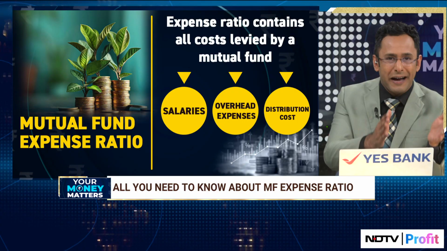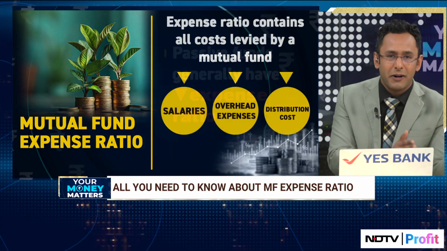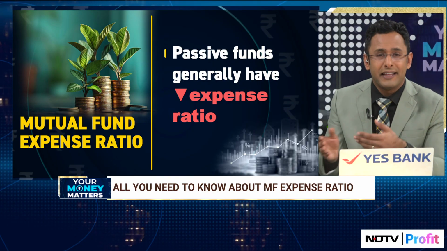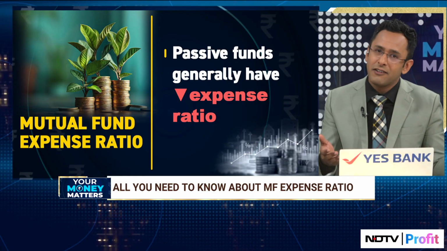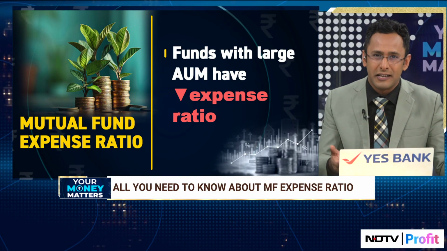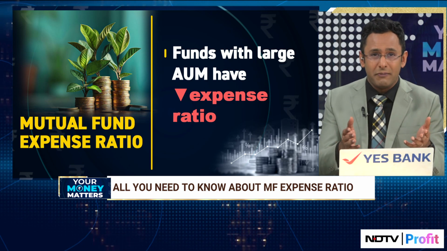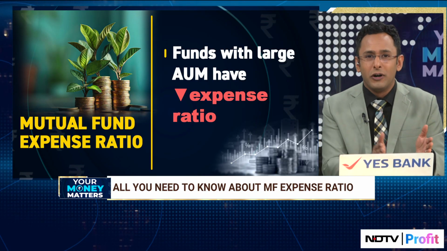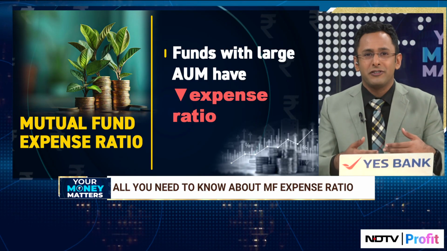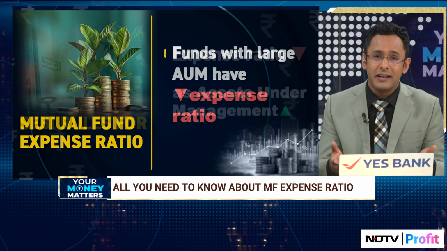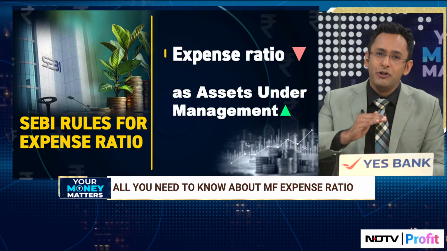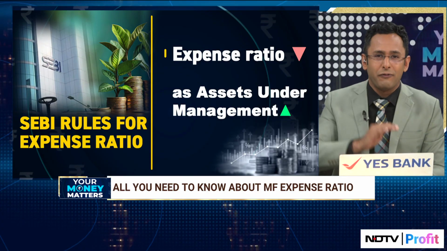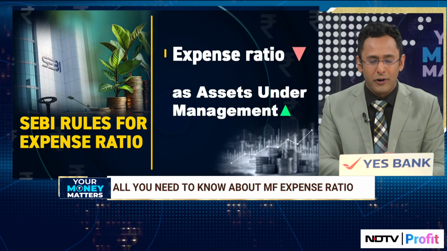For example, a passive mutual fund scheme is likely to have a much lower expense ratio than an actively managed scheme, and that's because the intervention of a fund manager is not there for a passive mutual fund scheme. The other aspect that you should bear in mind is that the larger the assets under management of a mutual fund scheme, the lower the expense ratio is, and that's because this is governed by the Securities and Exchange Board of India, which requires mutual funds to reduce the expense that is charged to you, the investor, as the assets of a mutual fund scheme go up on an ongoing basis.